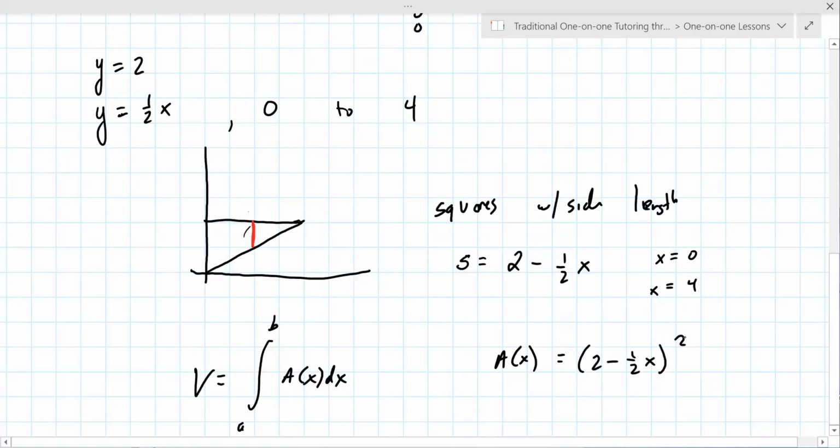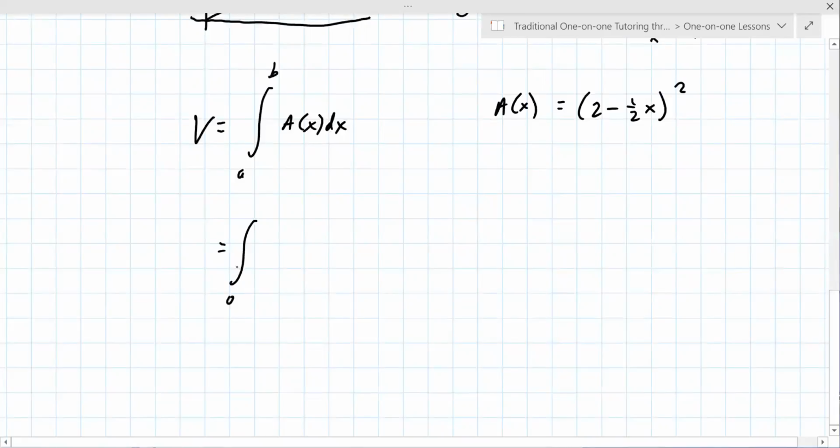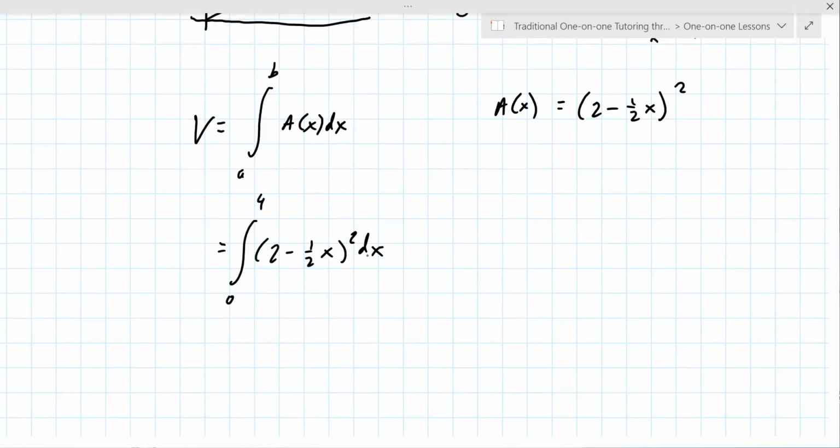How would you work this integral out here? So it's from 0 to 4, 2 minus 1/2 x squared dx. What would you do to work this out? Well, I'd probably actually simplify it first so that you don't have the squared brackets and you have a full trinomial. Yes, I agree, and that will help here.